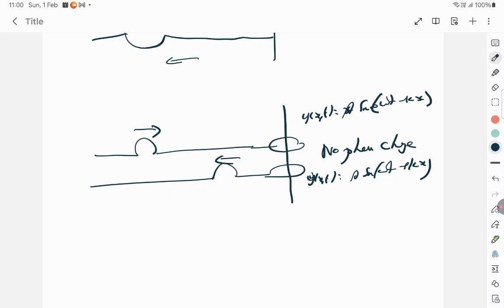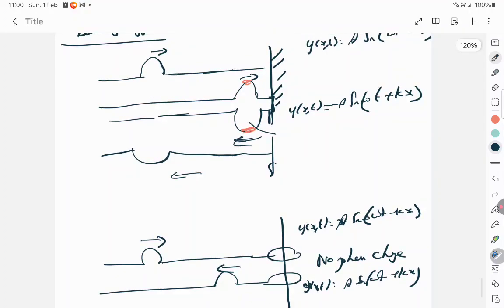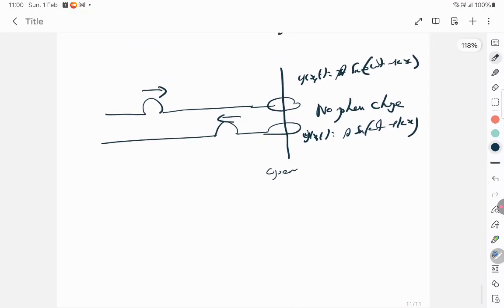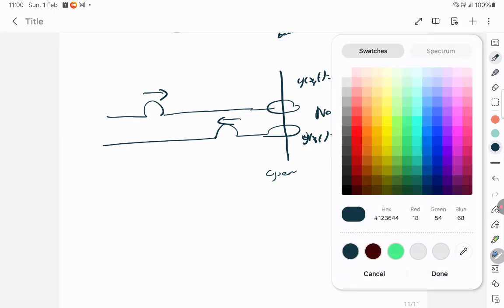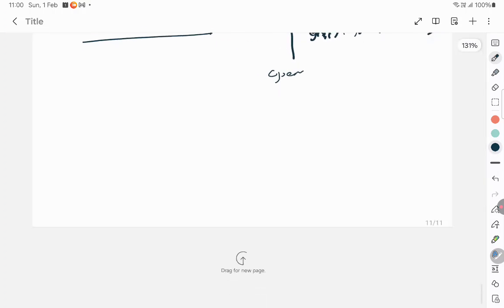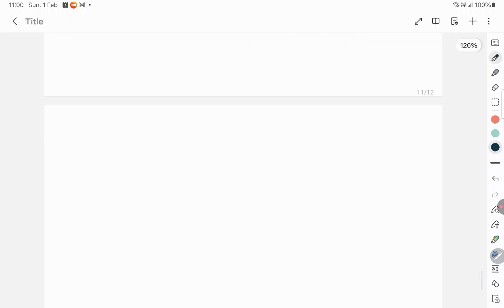It's got a solid boundary and an open boundary. This is called an open boundary and this is called a solid boundary. Okay, develop your own notes with this. So next, there's no phase change here, it's got no phase change. Okay, let's go to the next topic, superposition of waves.